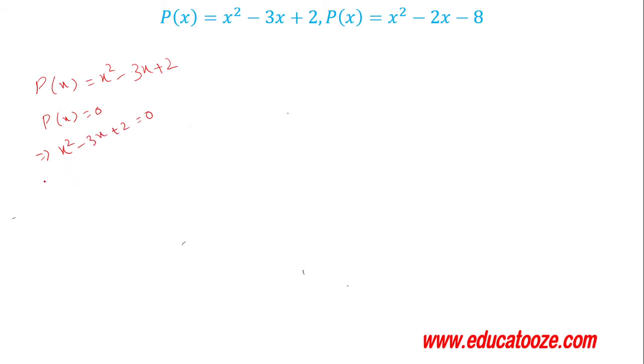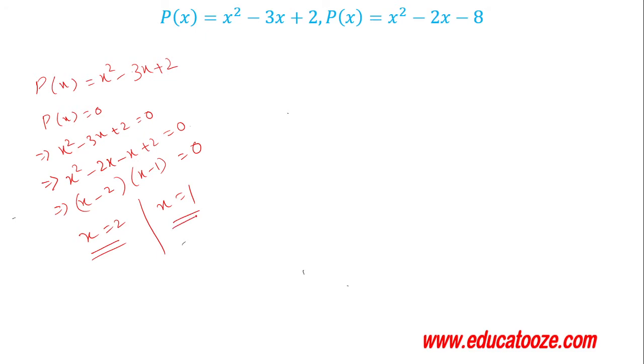Now do the middle term factorization. X square minus 3x can be written as minus 2x minus x, plus 2, equal to 0. That means x minus 2 into x minus 1 will be the factors. That means x equal to 2 or x equal to 1. That means for x equal to 2 and x equal to 1, the polynomial will become 0.